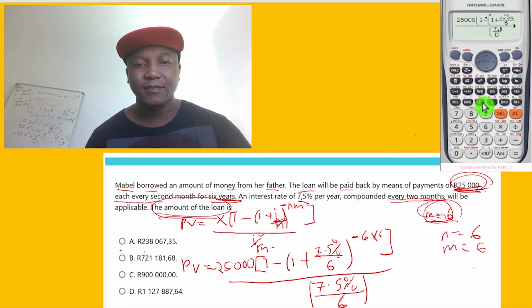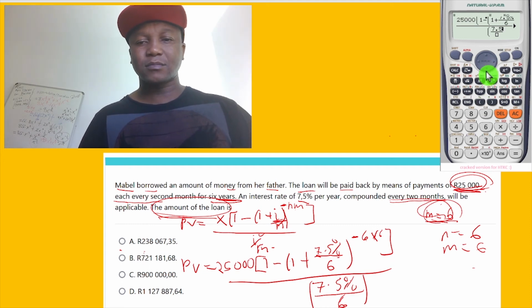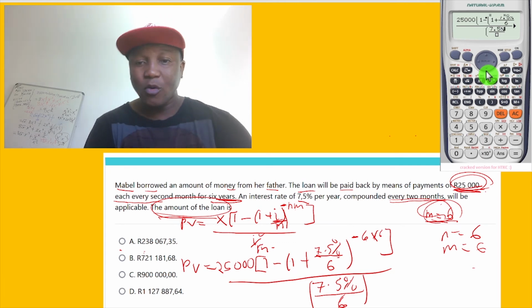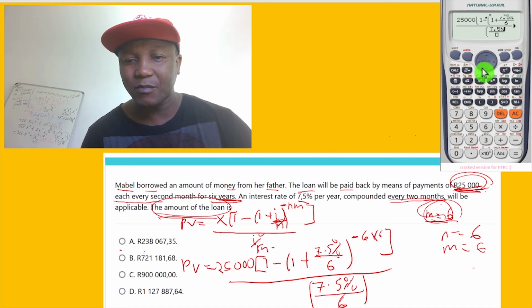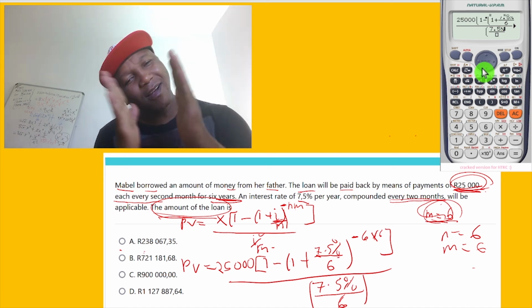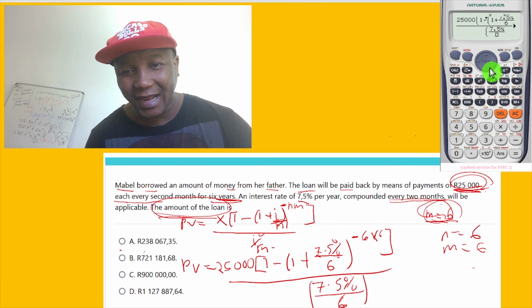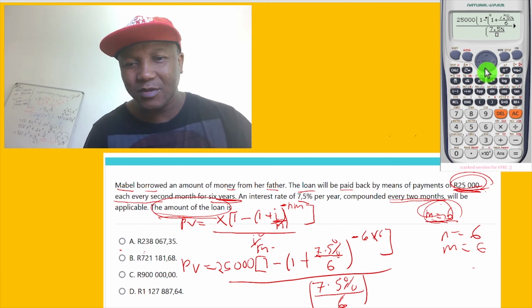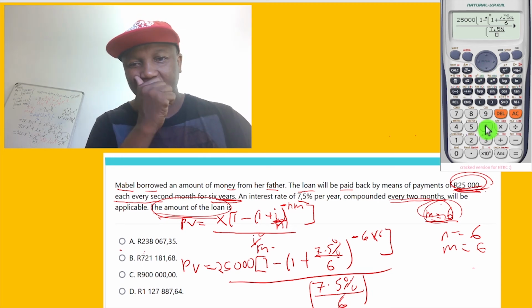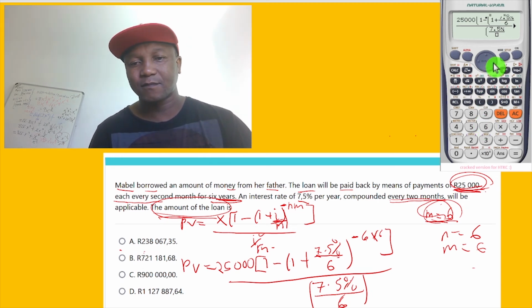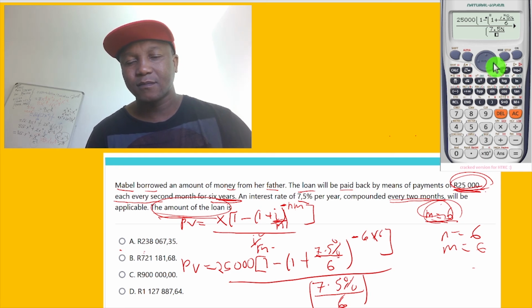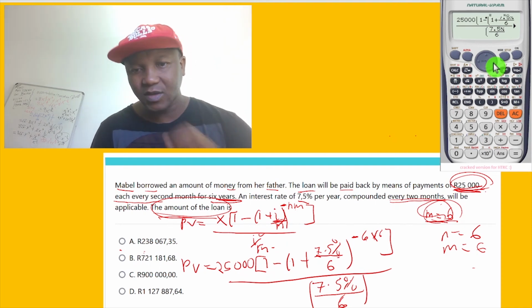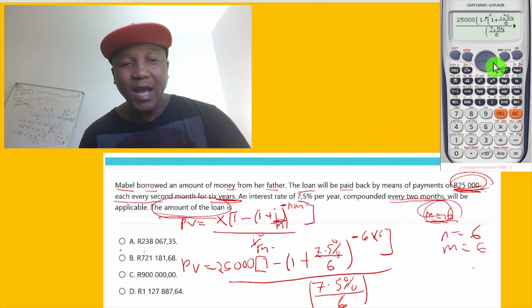And then we go to the bottom. We put a 6. Go to the bottom. Put your 6. Then close, and we finish with close, and then we get an answer.